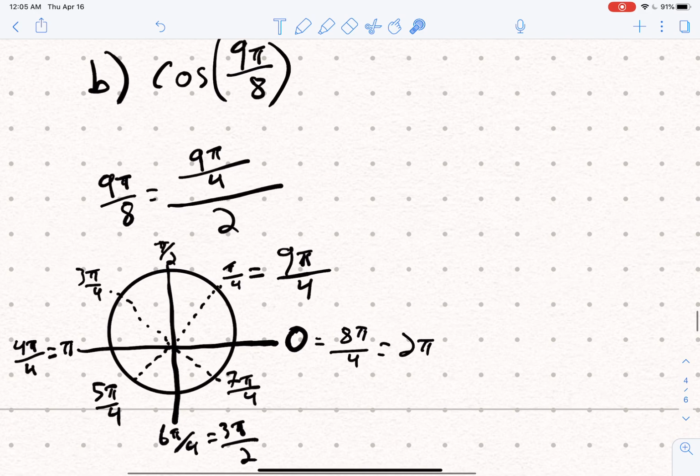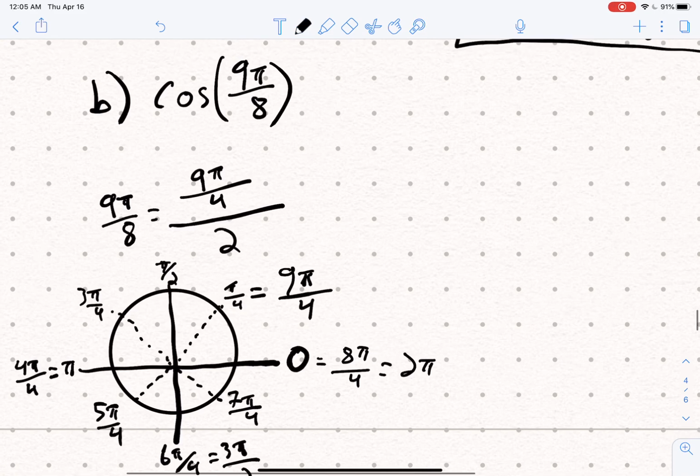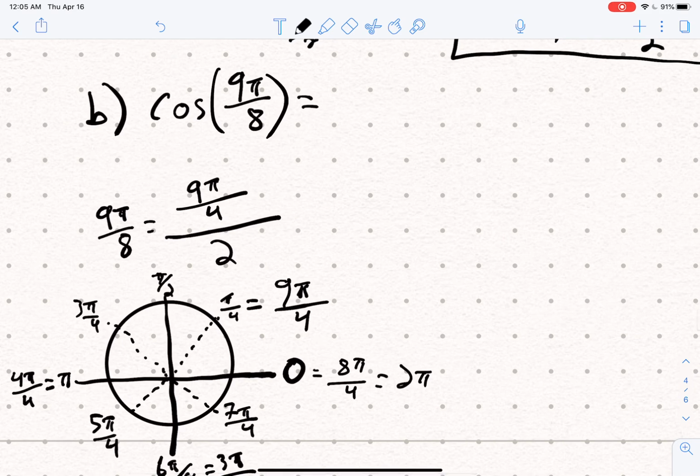Okay. So cosine of 9 pi over 8, the steps are: split up 9 pi over 8 into 9 pi over 4 over 2. We're going to be using a half-angle identity, something over 2. And for 9 pi over 4, figure out where on the unit circle it is. It happens that 9 pi over 4 is exactly equal to pi over 4. So we can go ahead and use this fact here. Cosine of 9 pi over 8 is equal to, well, I'm just rewriting that 9 pi over 8. This is cosine of 9 pi over 4 over 2. This is splitting it up as a half.